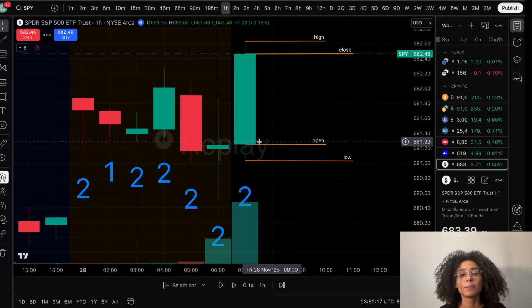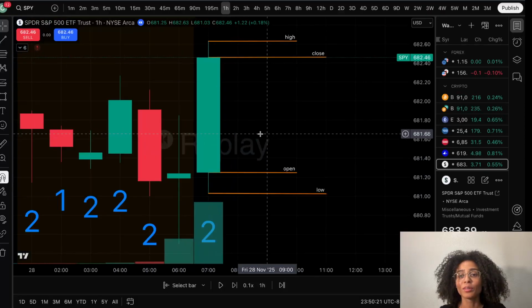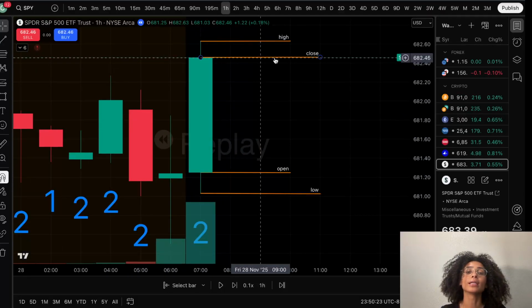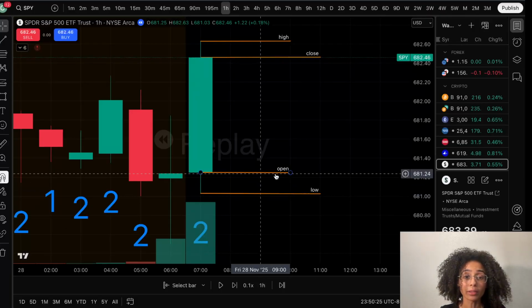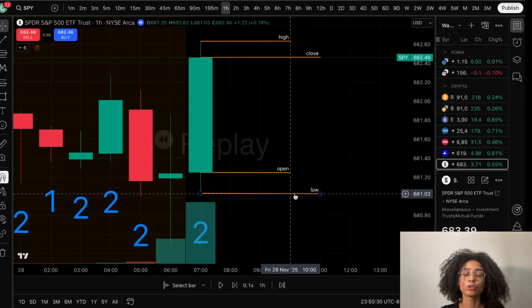But yeah, this is the wick. This is the wick. This is the body. Okay. Since price is going up, we open down here and we close up here, high up here, and then of course our low right here. The highs and lows are common sense.